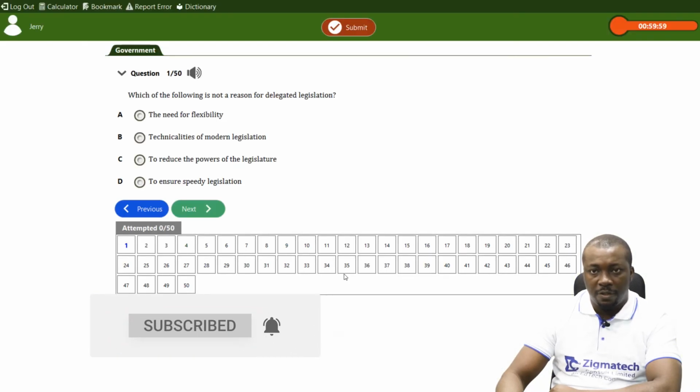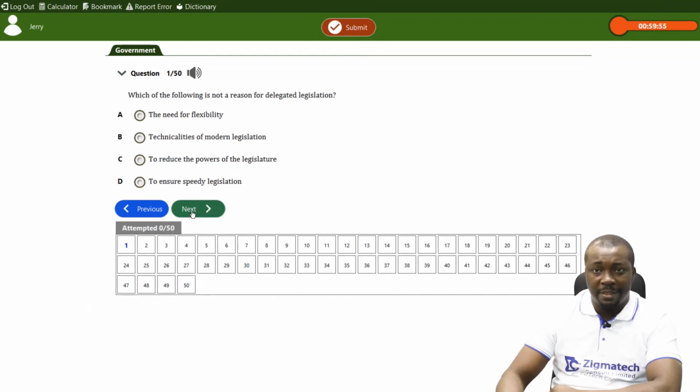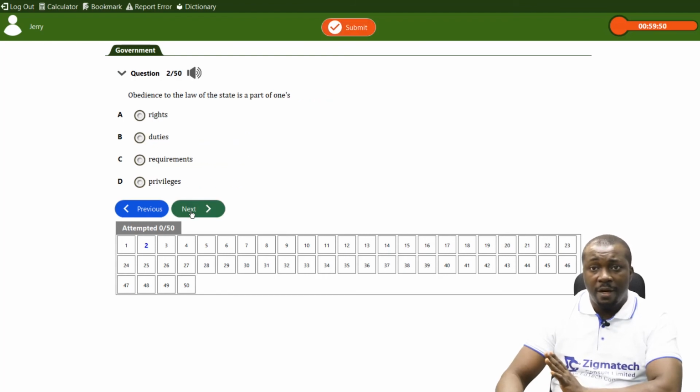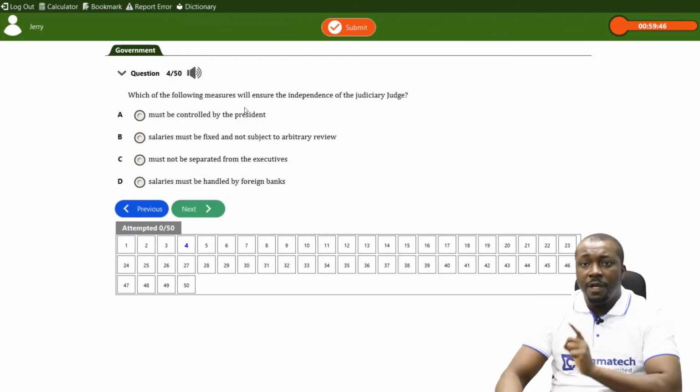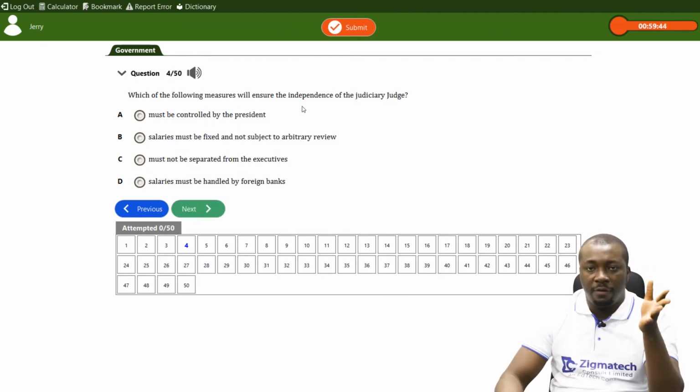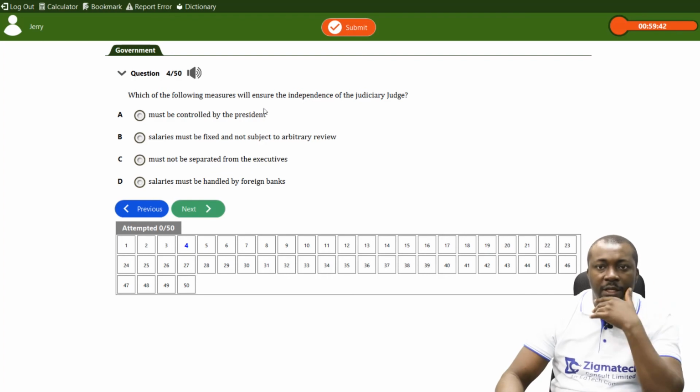Now let's look at questions. We are going to select questions based on what we've done. This is about delegated legislature. We did just the judiciary. We are looking for now, which of the following measures will ensure the independence of the judiciary? The last thing we did: judges must be controlled by the president. No, of course, that one removes independence. Salaries must be fixed and not subject to arbitrary review.